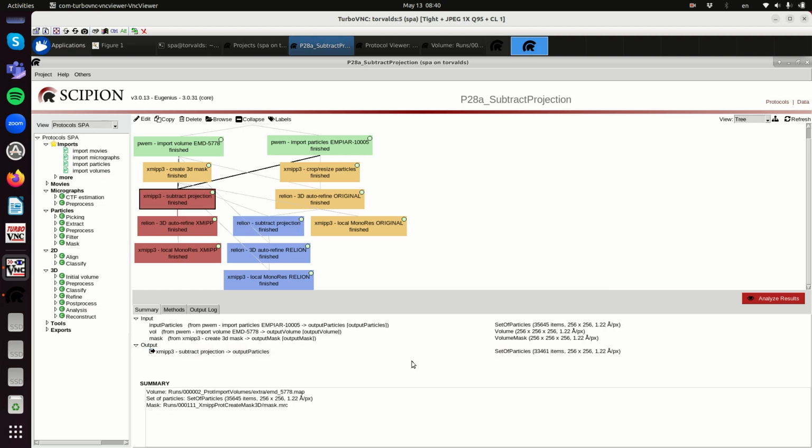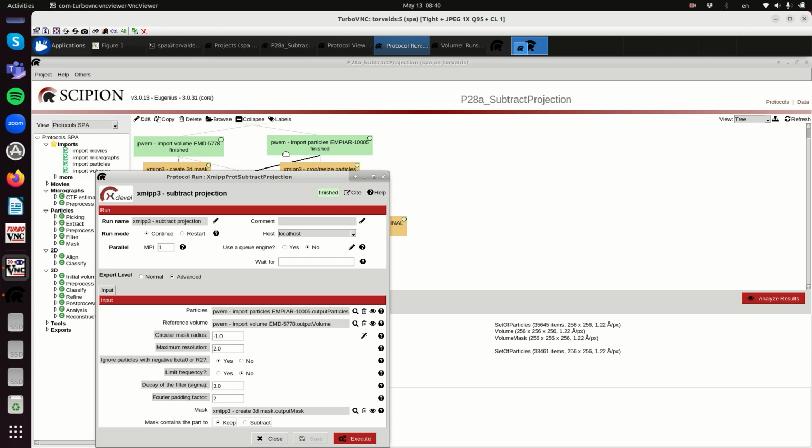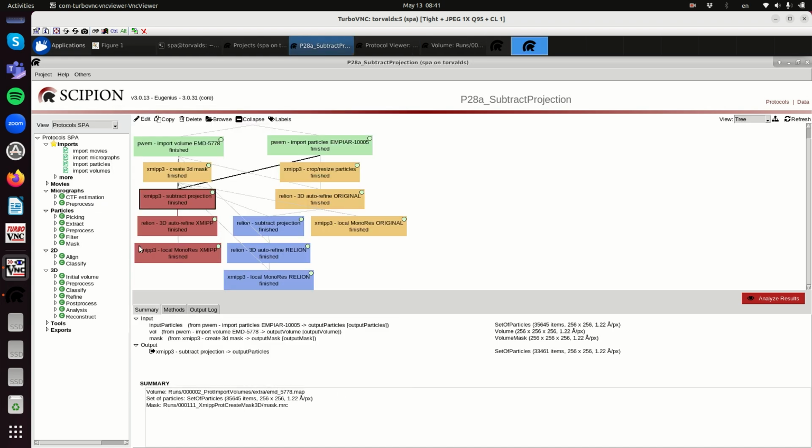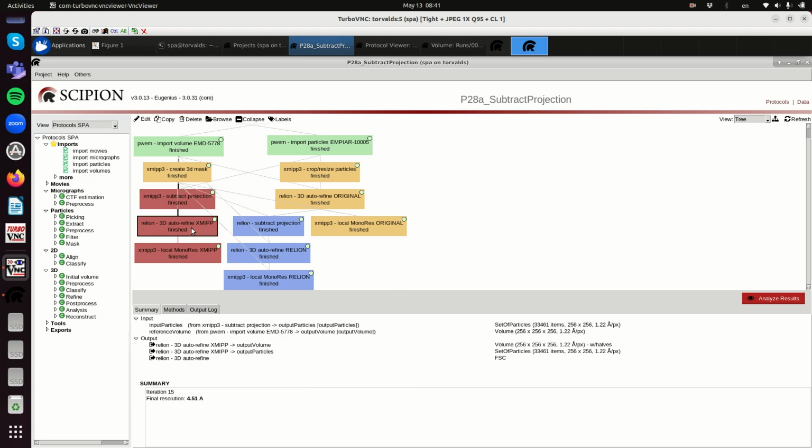And in Xmipp you can do it similarly. So here you have a little bit more choices. So for instance, you can limit the resolution up to which the subtraction will be done. You can limit the frequency, and a little bit more choices. You can design the mask that you want to keep or the mask that you want to subtract. And the result is kind of similar. Resolution here seems to be a little bit better.